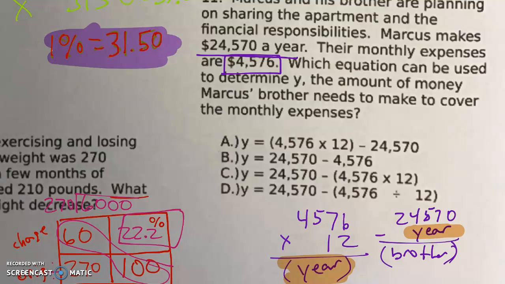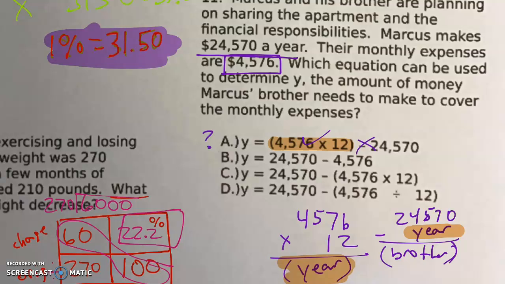All right, so let's look. Letter A took the monthly expenses and multiplied it by 12, which is great. Okay, but then they subtracted Marcus's income from the expenses. I don't think that's right because we would end up with a negative number. Okay, so I don't think that it's A.